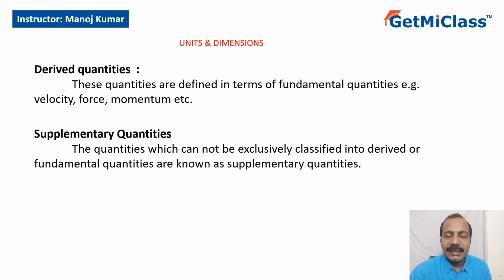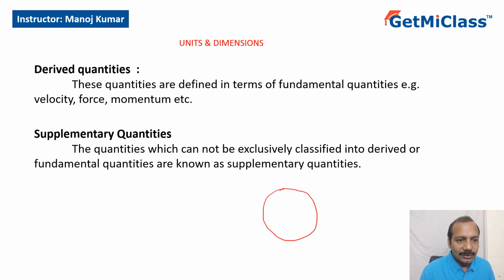What are these supplementary quantities? The quantities which cannot be exclusively classified into derived or fundamental quantities are known as supplementary quantities. I hope you're getting it. So they cannot be classified as either derived quantities or fundamental quantities. I'll take an example. In fact, there are only 2 supplementary quantities. The example is a plane angle. Let's say this is a circular loop, and there is an angle theta. Now angle seems to be a fundamental quantity.